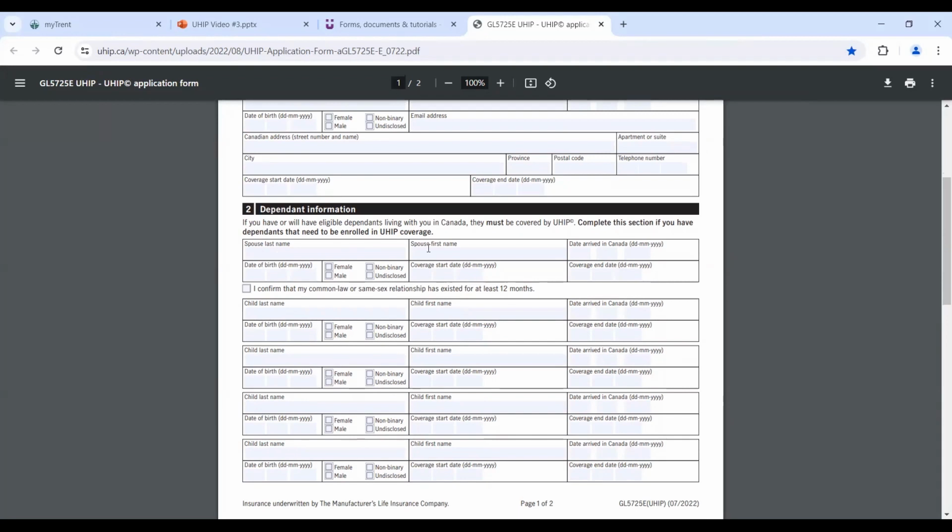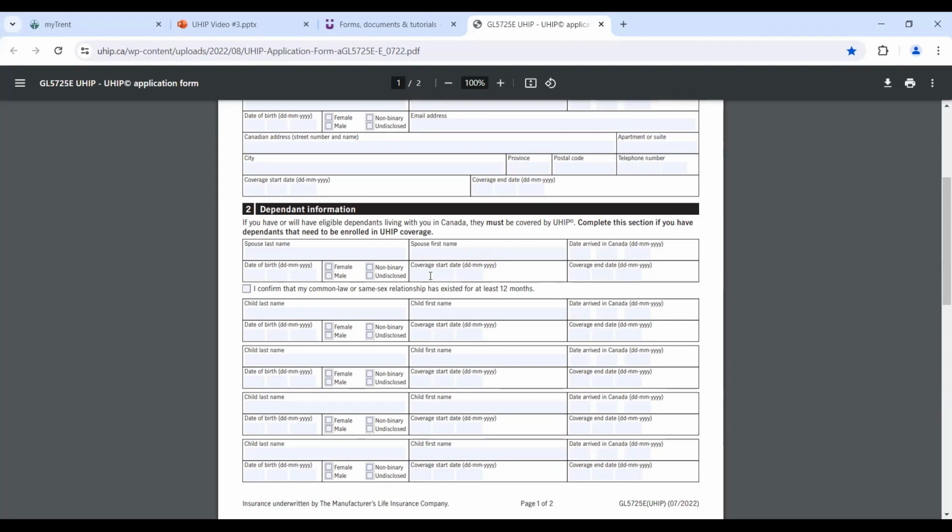If it's your spouse, please ensure that you check the box that you've been in a relationship for more than 12 months if it is applicable. The arrival day in Canada should align with your coverage start date. So here's the date arrived in Canada, and here is the coverage start date. If your dependent arrives October 15th, then it is strongly recommended that their coverage start date is October 15th. You will be charged for the month of October as they only do monthly billing.